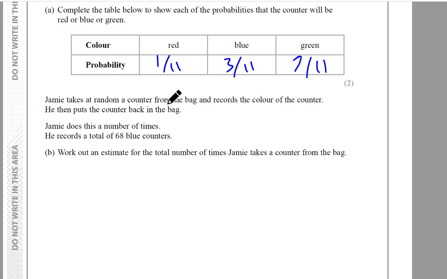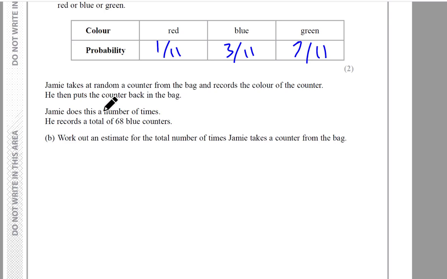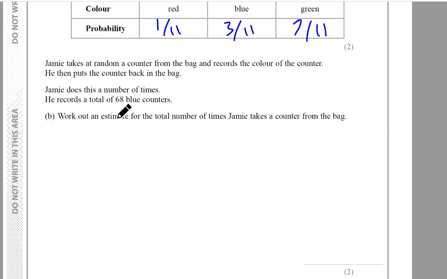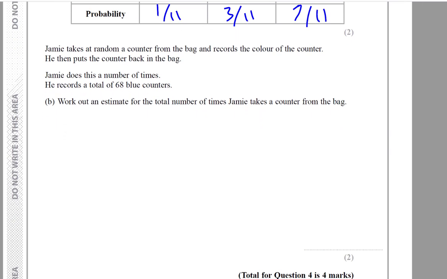Jamie takes a random counter from the bag and records the colour of the counter. He then puts the counter back in the bag. Jamie does this a number of times. He records a total of 68 blue counters. Work out an estimate for the total number of times Jamie takes a counter from the bag. So let's just try to work this out algebraically so it will make sense.